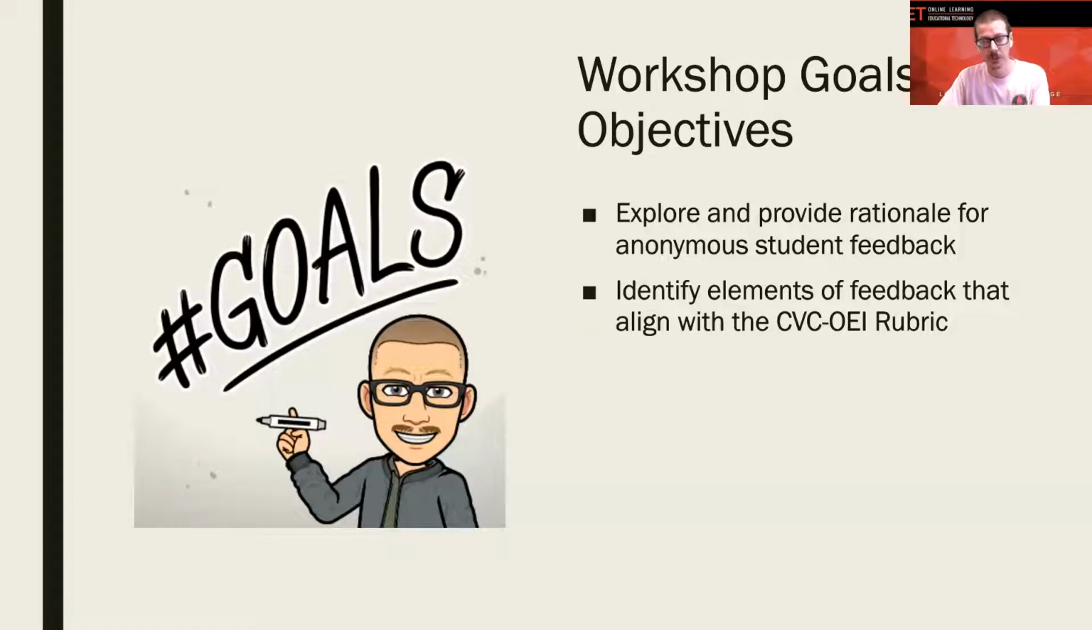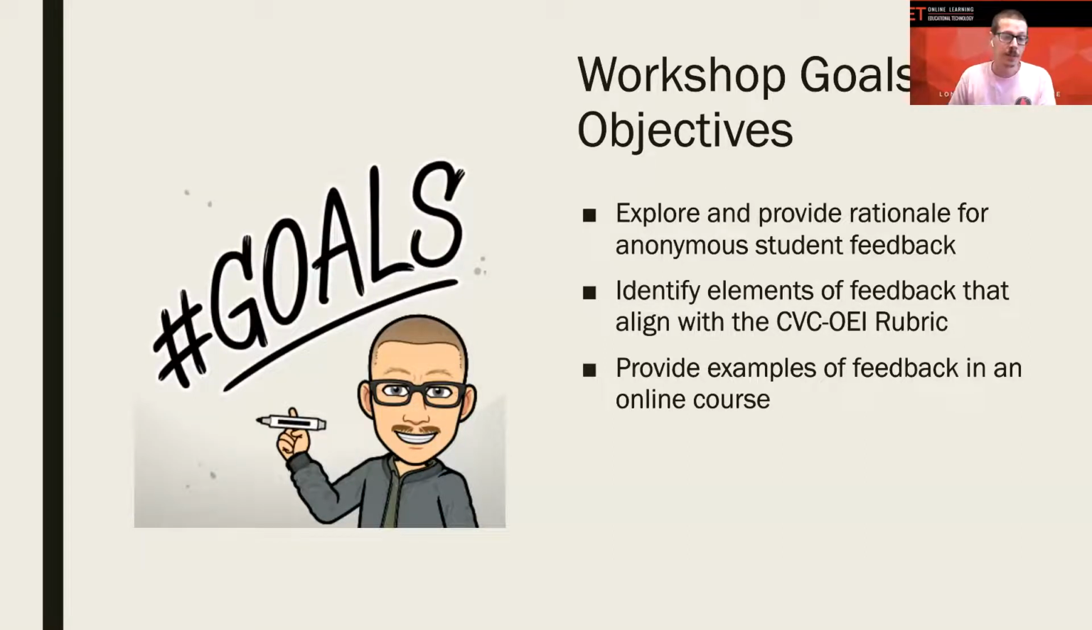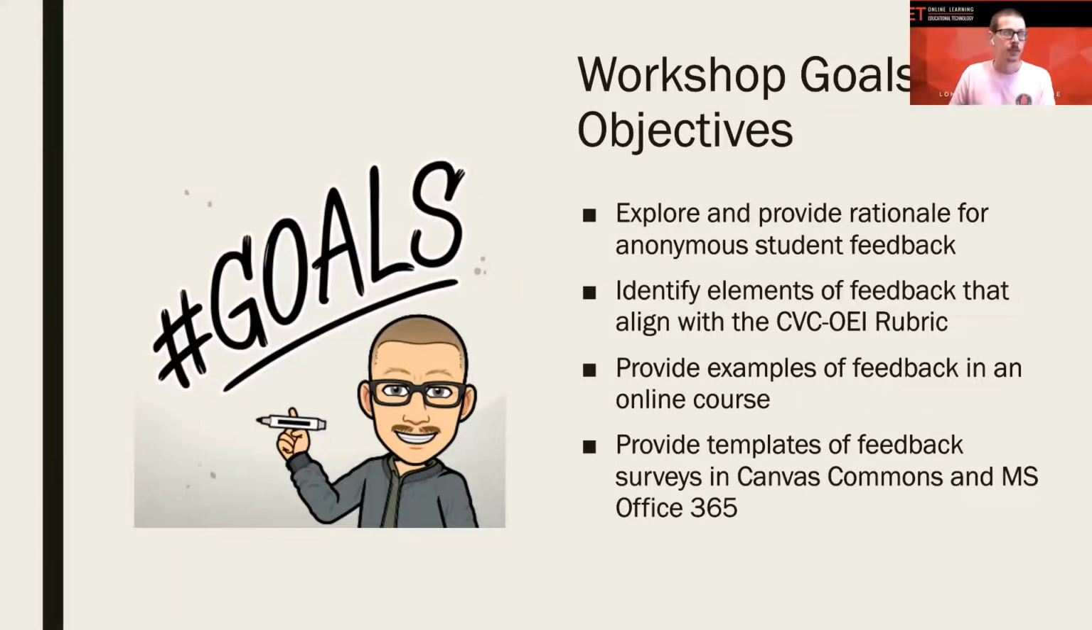Next, I'm going to refer to several elements of the CVC OEI rubric on why this is important. And then I'm going to give you some examples of feedback in an online course. And along with that, there will be some templates handed off to you today that you can use in Canvas or through Microsoft Office 365, whatever approach suits you. And I will do some compare and contrast as well. And then finally, take some questions that you have about why we're doing this anonymous student feedback.